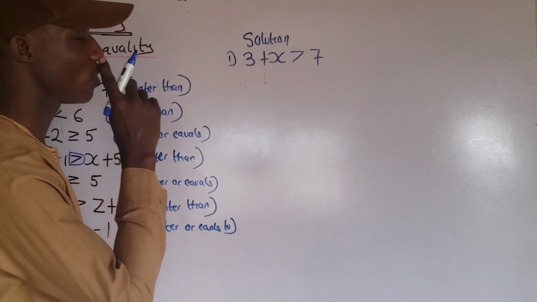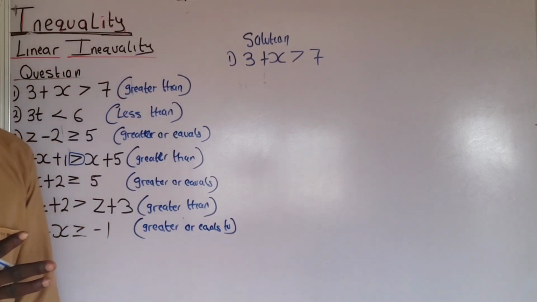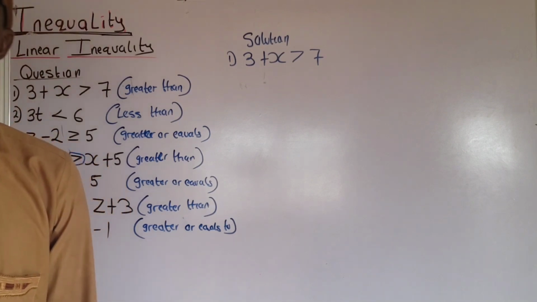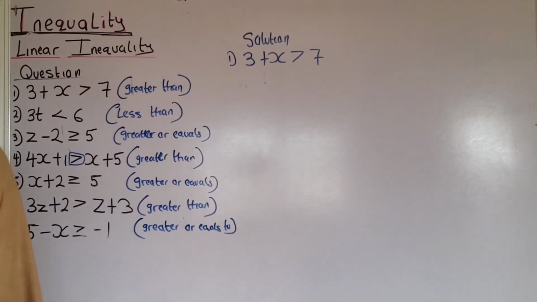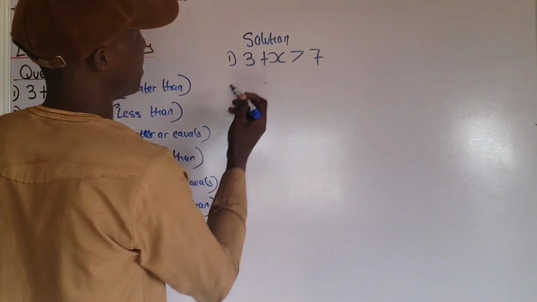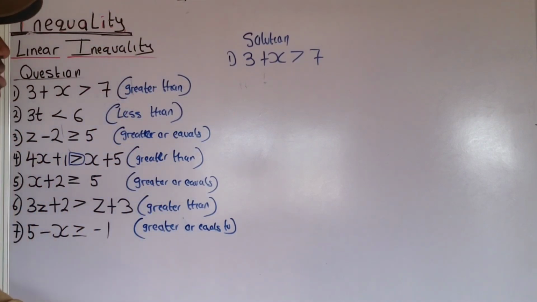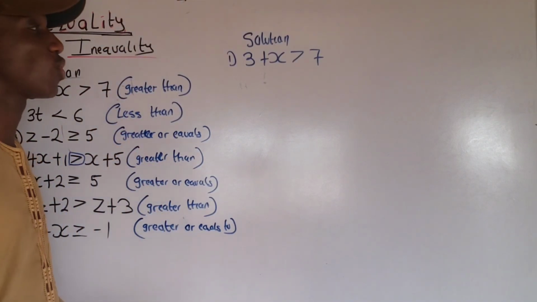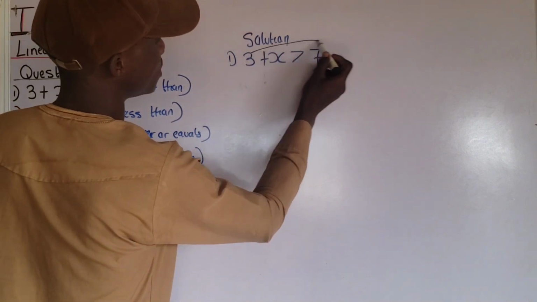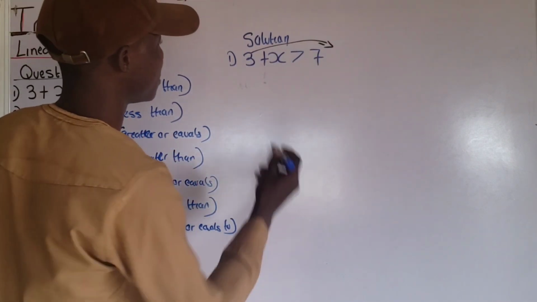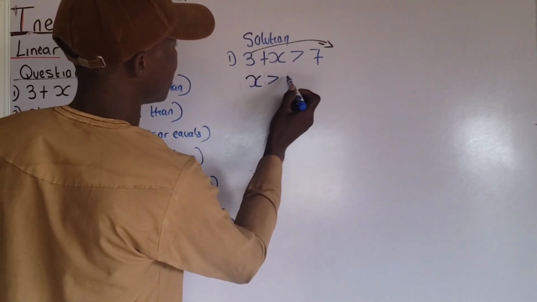Now don't forget I gave you 4 steps when you are dealing with linear inequality. The first step is that you have to simplify the inequality by collecting like terms. You understand? Here you can see that 3 is a constant and 7 is as well a constant. So they don't have any variable. So I'm going to move this 3 to the other side of the equation. So the inequality becomes like this: x is greater than 7.